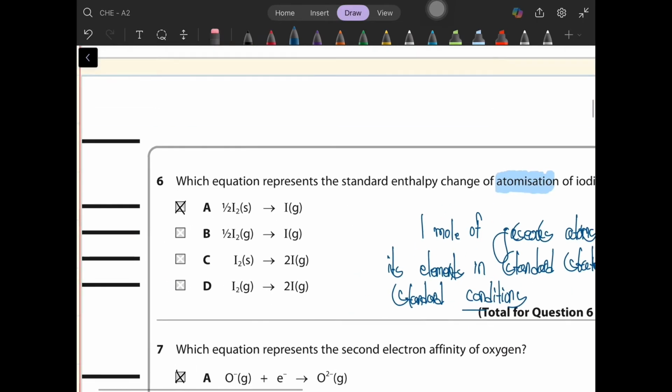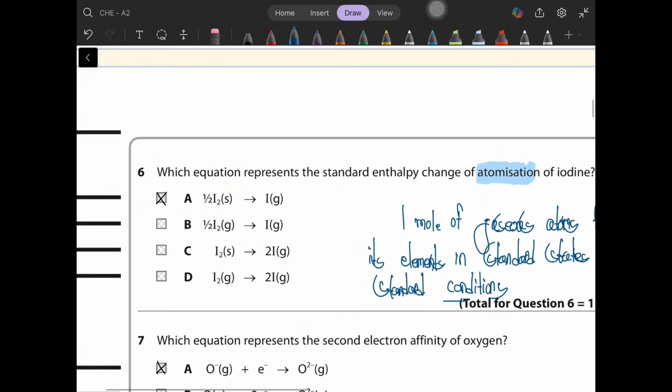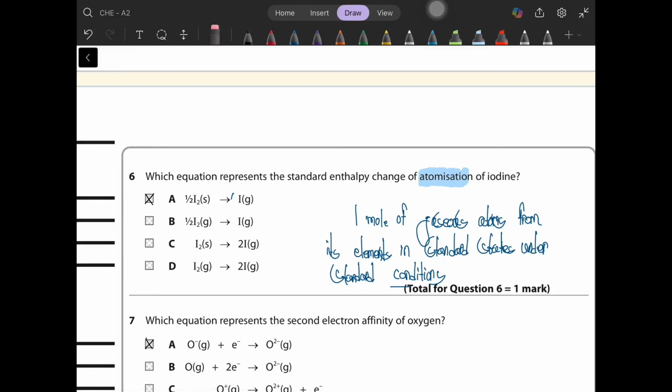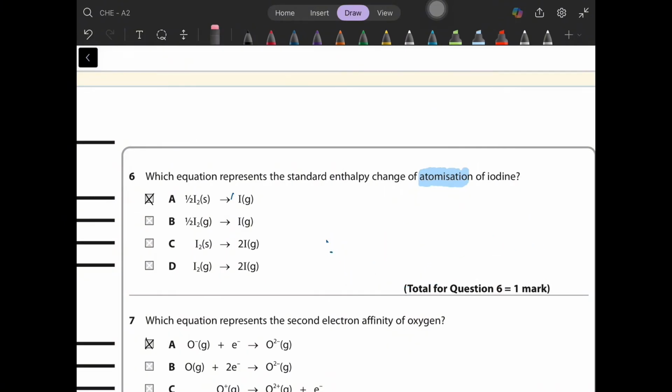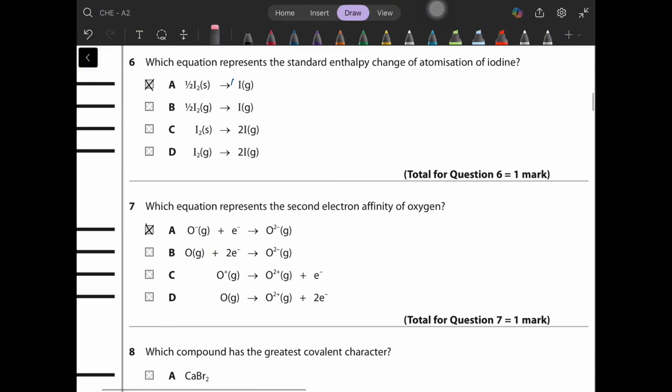From here I can see that the standard state of iodine is solid, and we are converting this into 1 mole of gaseous atoms. So this should be the enthalpy of atomization. Make sure that you know this definition, because it is going to be handy when you are dealing with this kind of question. Moving on to the next question.